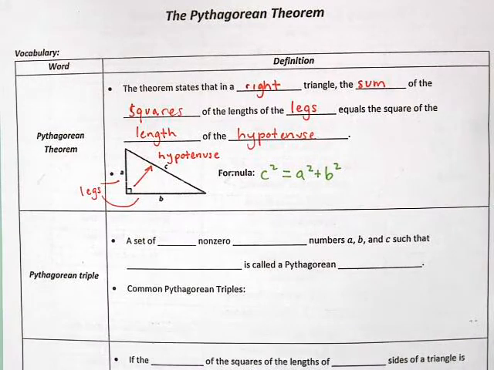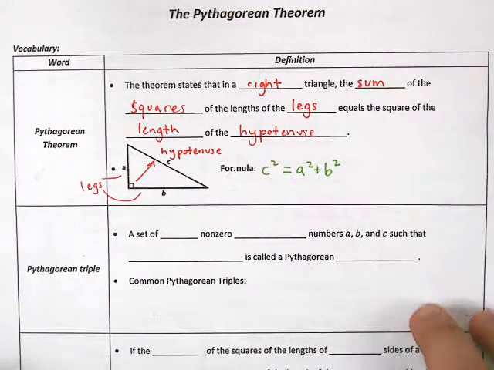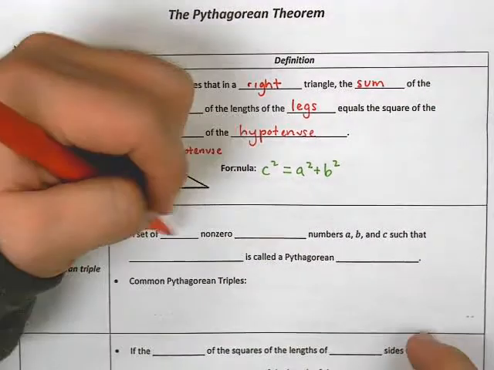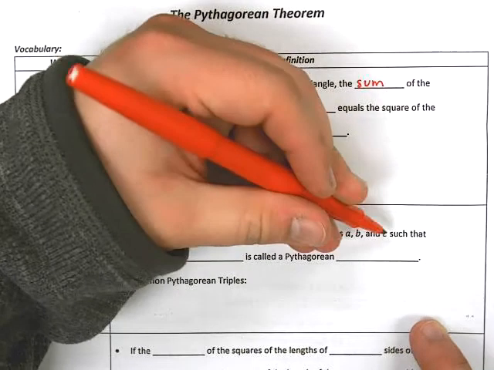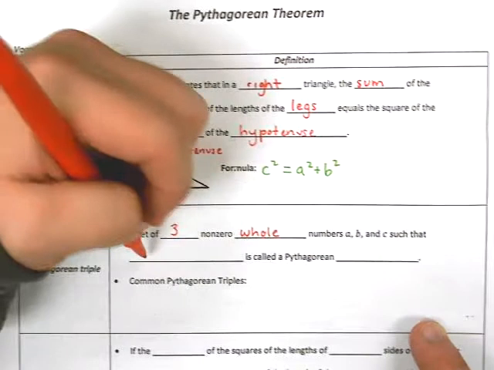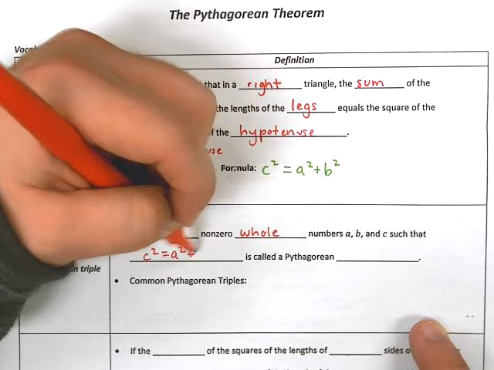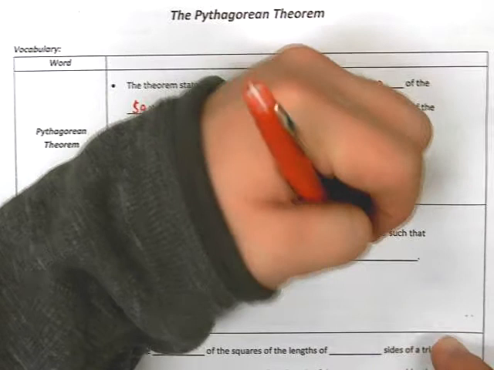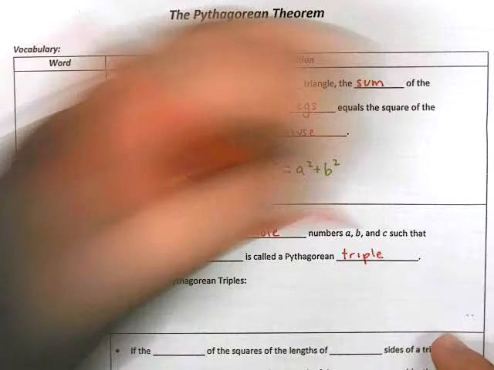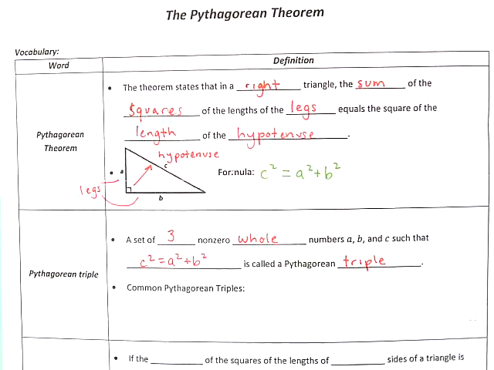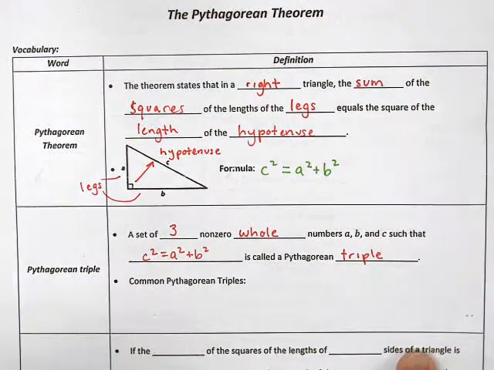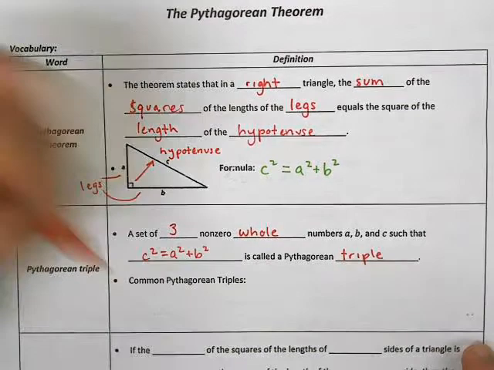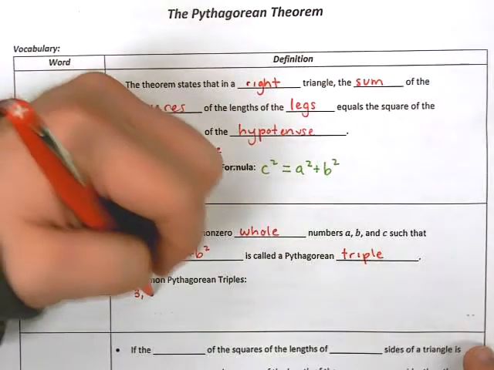All right? Now, a Pythagorean triple is a very specific situation in which a set of three non-zero whole numbers, a, b, and c, such that c squared equals a squared plus b squared, is called a Pythagorean triple. Basically, this is just saying that the three values a, b, and c are all really nice numbers. Okay? They're all integers. So, some examples is 3, 4, 5.